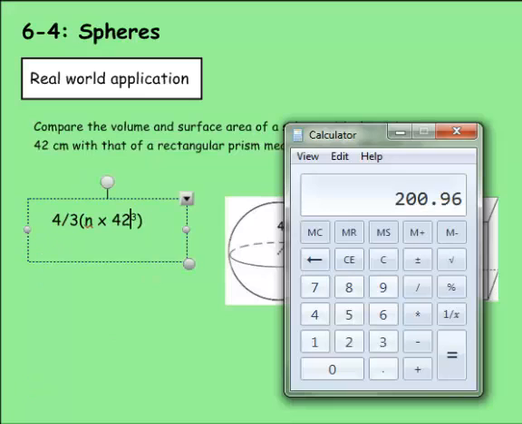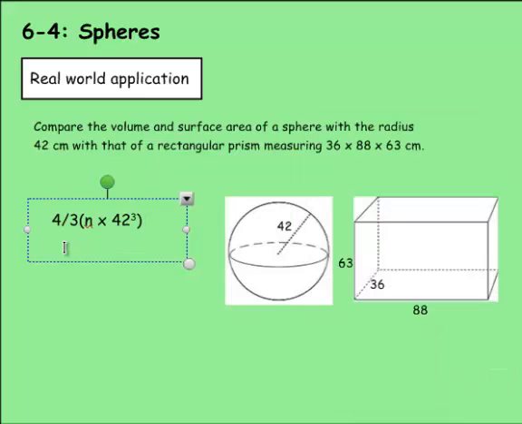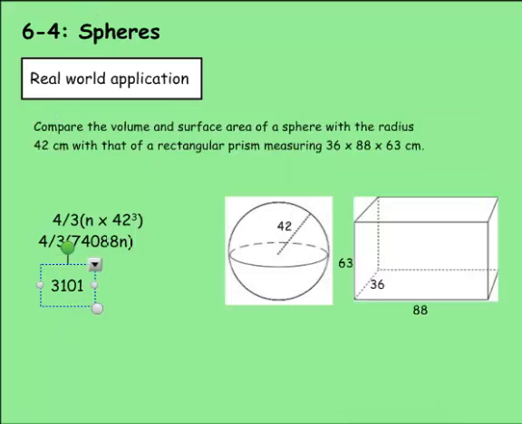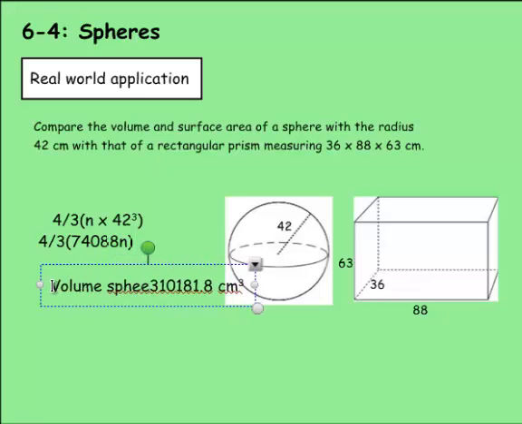So we do 42 cubed, 42 times 42 times 42, 74,088. So 4/3 times 74,088 pi. So 74,088 times 3.14 would be 232,636.32. We can multiply that times 4 and divide it by 3 then, which gives us 310,181.8. And that would be centimeters cubed. So we're going to call this volume of the sphere.